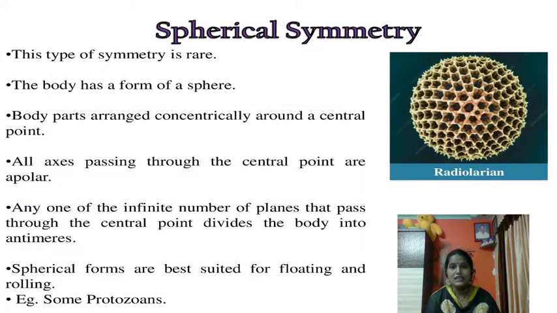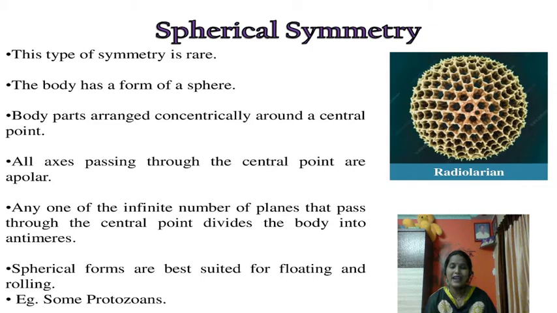The first one is spherical symmetry. This type of symmetry is very rare. It is found in most of the protozoans. The body has the form of a sphere, with body parts arranged concentrically around a central point. All axes passing through the central point are apolar.